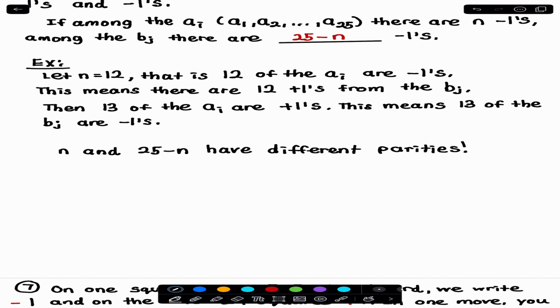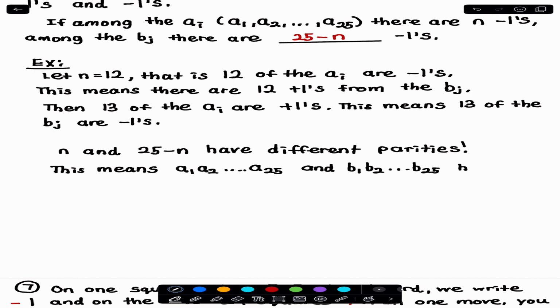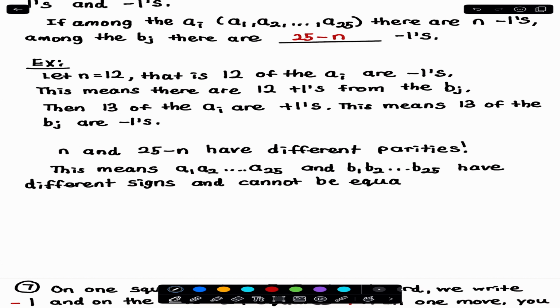Because based on this fact, this means A1 times A2 times through A25 and B1 times B2 all the way to B25 have different signs. And so if they have different signs, they cannot be equal.